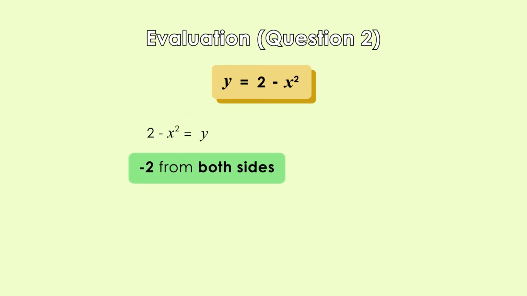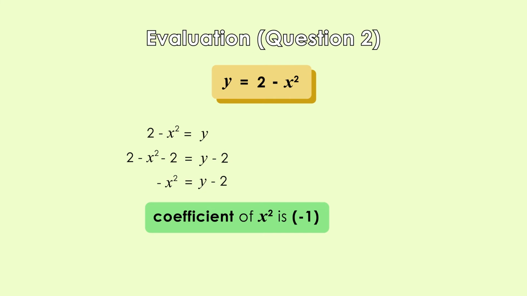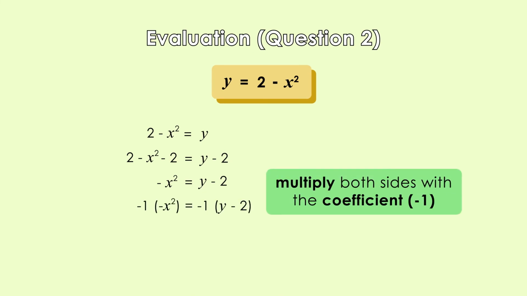Next, minus 2 from both sides of the equation, forming 2 minus x squared minus 2 equals y minus 2, and we will get negative x squared equals y minus 2. The coefficient of x squared is negative 1. Now, we need to multiply both sides of the equation by the coefficient negative 1.